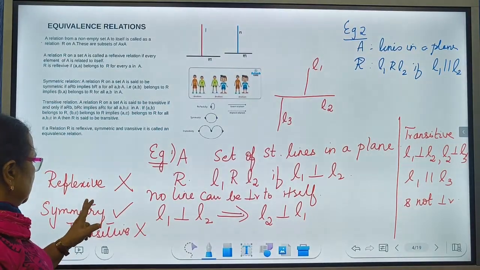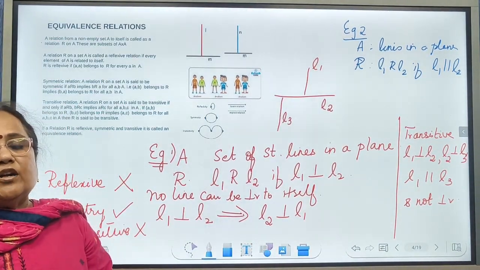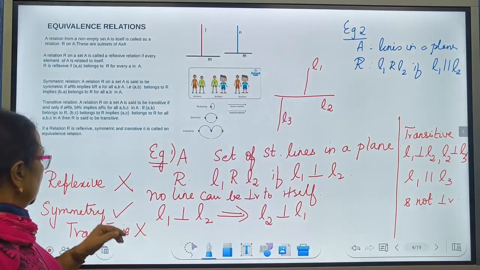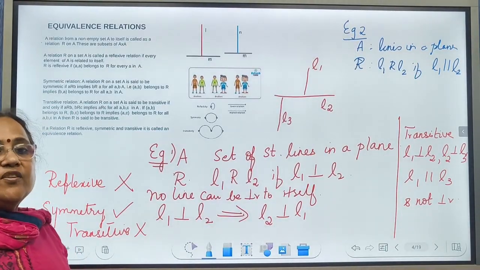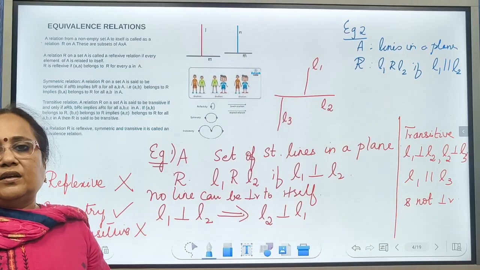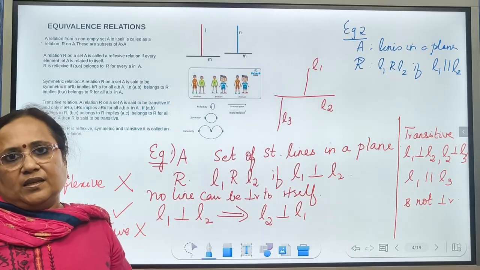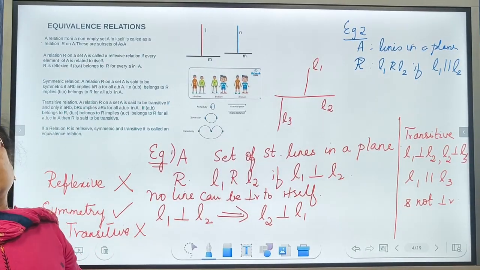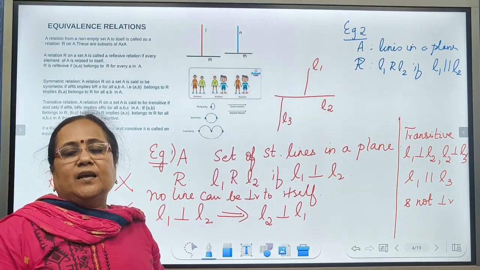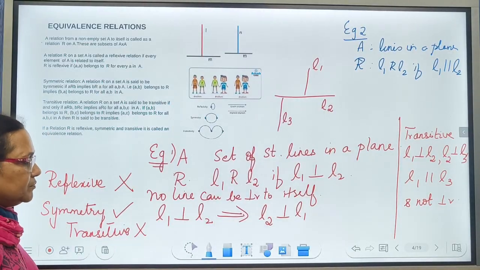So it is reflexive. What about symmetry? If L1 is parallel to L2, automatically L2 is parallel to L1. Therefore, it is symmetric. If L1 is parallel to L2 and L2 is parallel to L3, then you can say that L1 is parallel to L3. Therefore, it is also transitive. So, the relationship of being parallel is reflexive, symmetric and transitive.